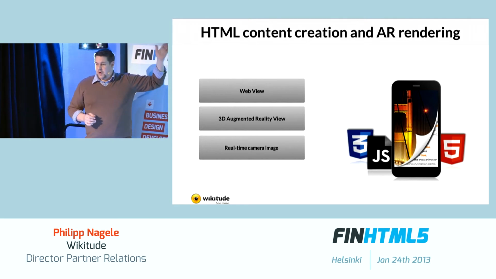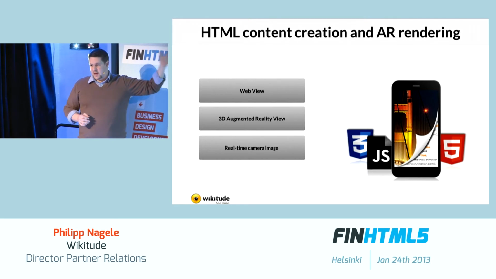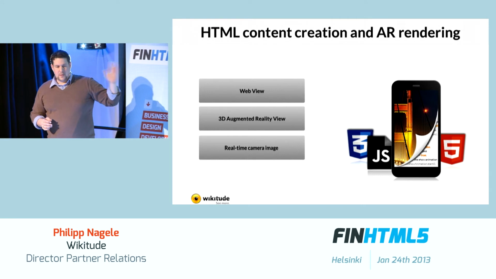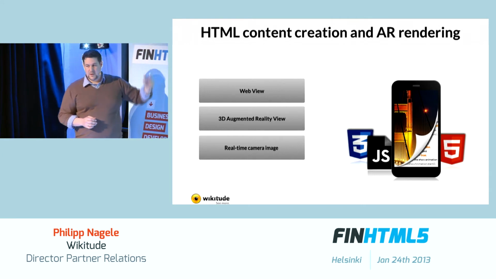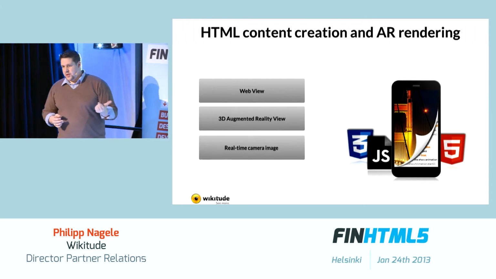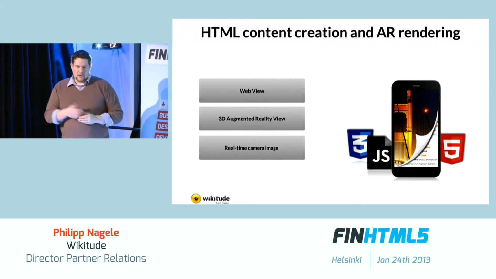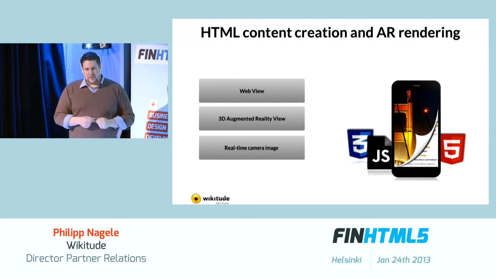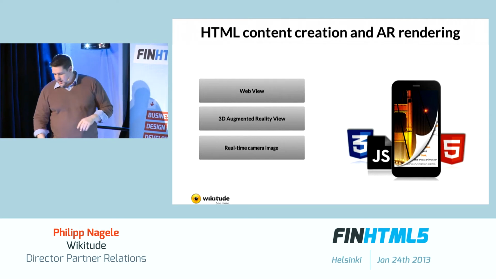I guess most of you are familiar with a web view. That's kind of the standard mobile web view. You can develop anything. If it runs on a mobile phone, it will run here as well. The 3D augmented reality view, that's where the JavaScript API comes in. You're injecting all your data and application into that JavaScript API and controlling that AR view.